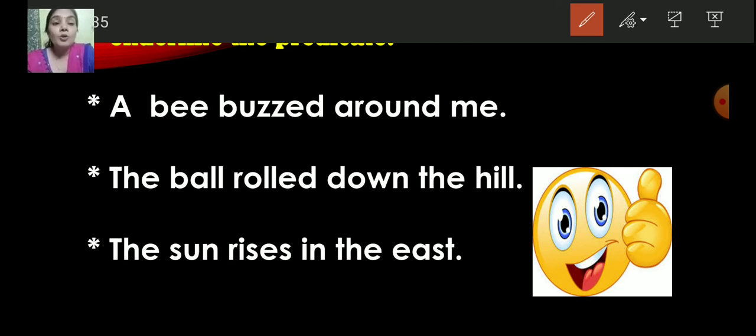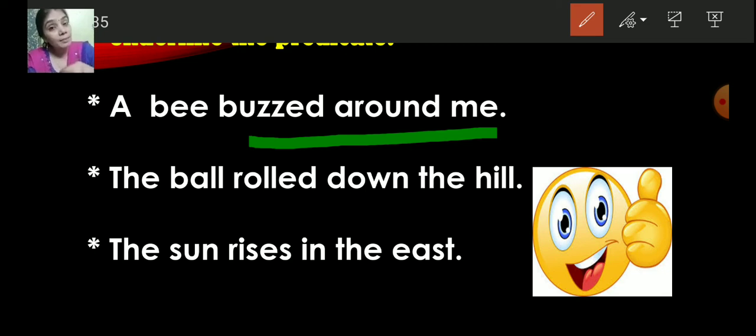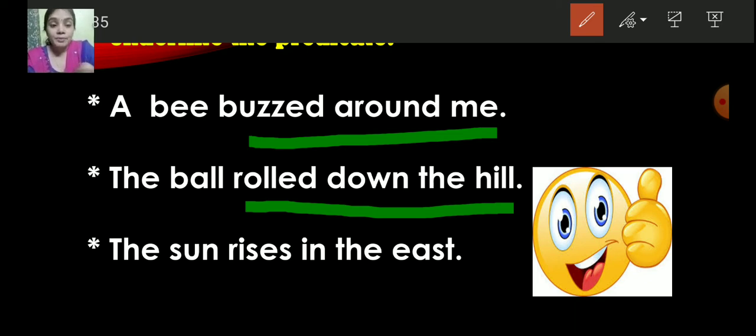A bee buzzed around me. So what are we going to do now? Predicate. Yes. A bee is a name, so it is the subject. So what is it doing? Buzzed around me is the predicate. Next one, the ball rolled down the hill. So the ball is the name, that is the naming part, and rolled down the hill is the predicate. And the last one, the sun rises in the east. So the sun is the naming part, the subject, and rises in the east is the predicate. Yay! So our answer is correct. That is why we have this thumbs up first itself.